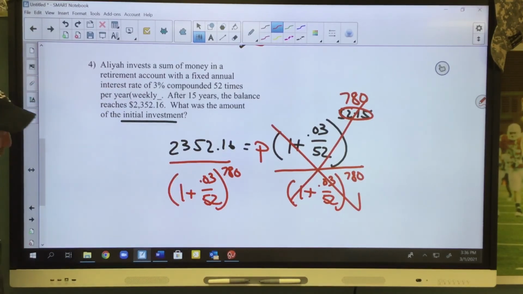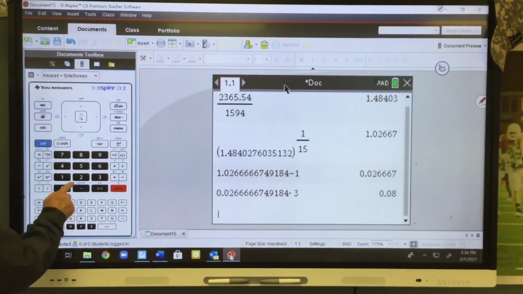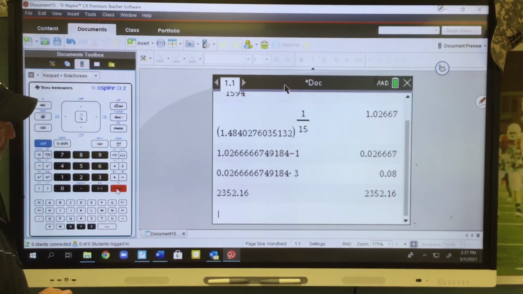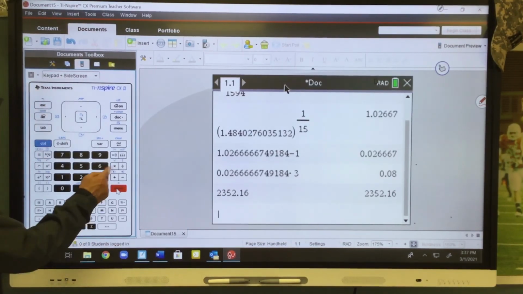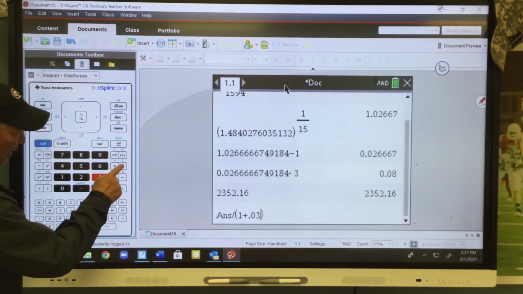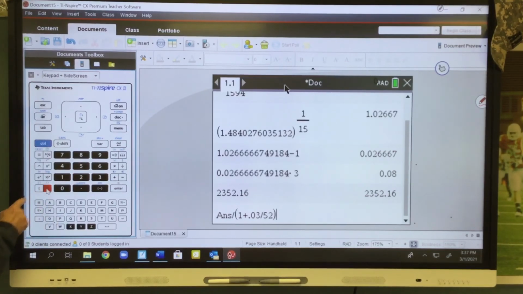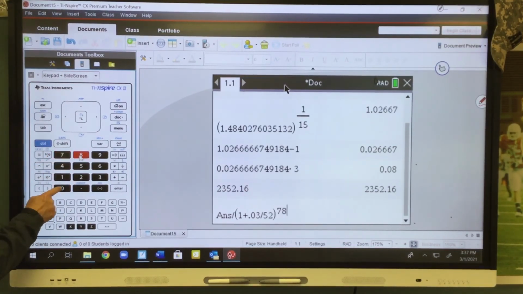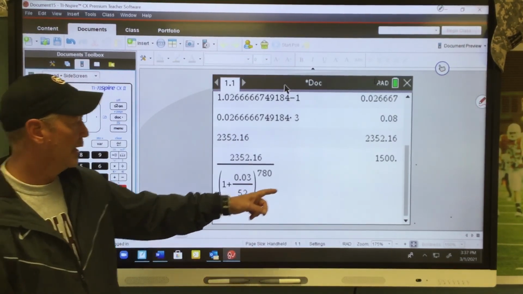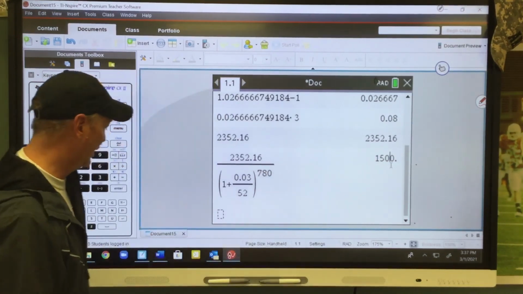All right, 2352.16. Enter. We're going to divide by, I forgot to divide, parentheses 1 plus 0.03 divided by 52, close it, raised to the 780. Enter. Yes, this is what we had on our paper, so it's good. And it turns out our initial investment needs to be $1,500.